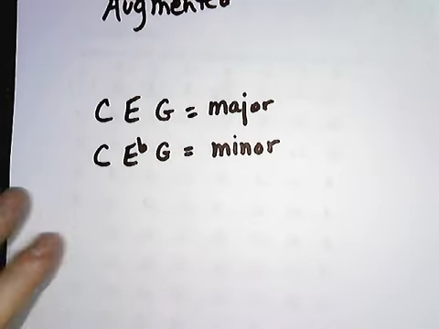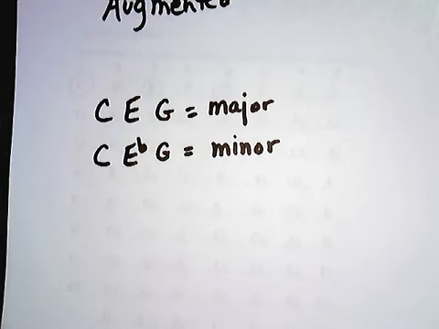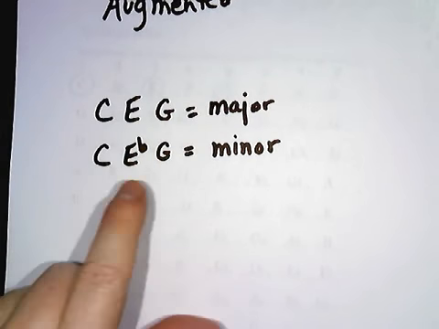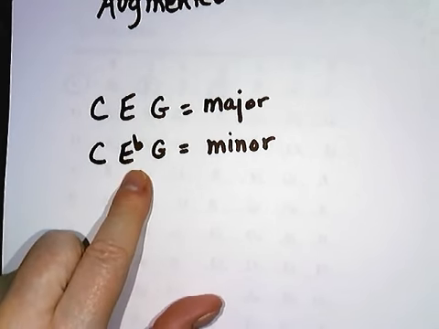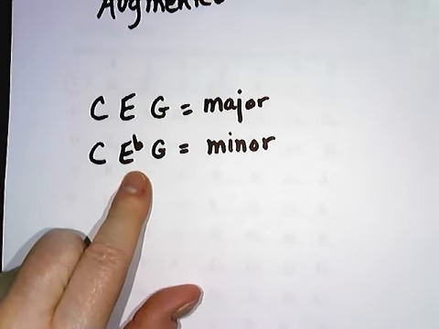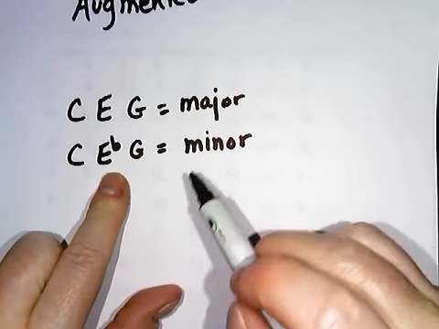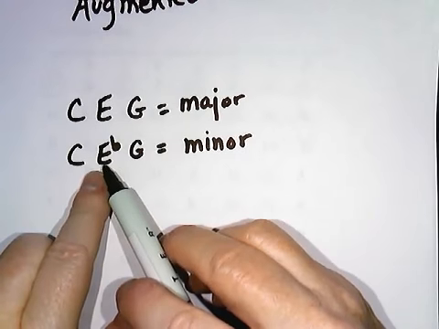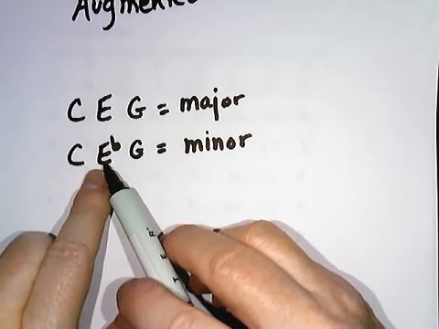Okay, so we have two different qualities possible starting on C. We derive the minor from the major. The major one is always our starting point, and we derive minor by using an accidental to lower the middle note, or the chordal third.